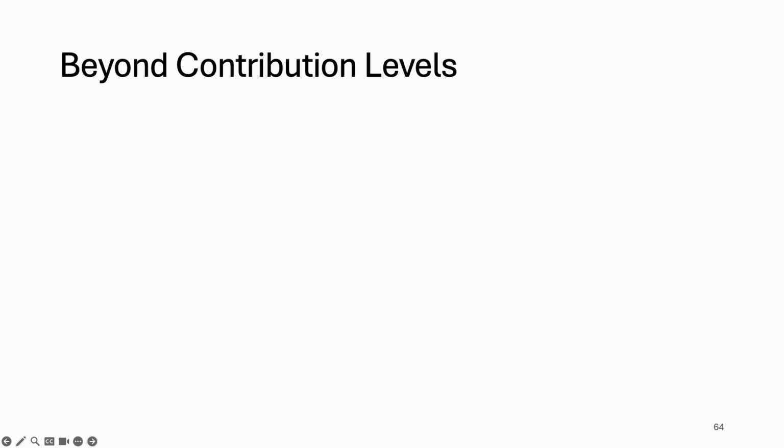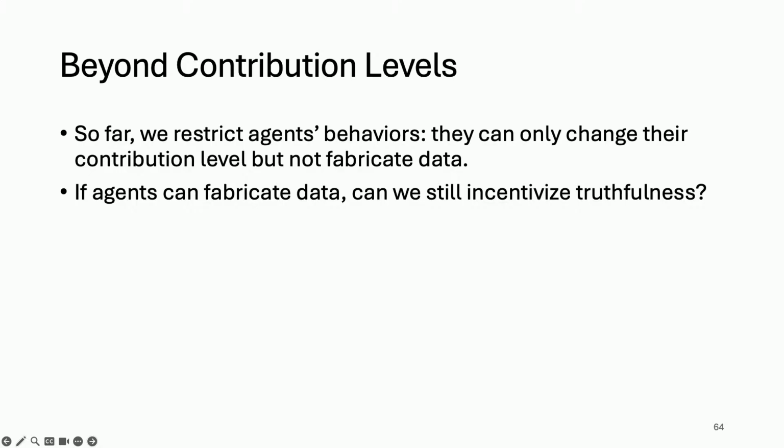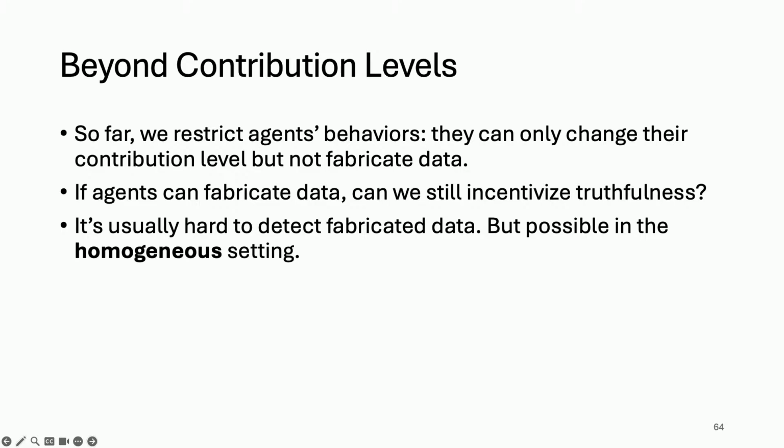Okay, so I think now we should get to the third part. Any questions for the second part? Okay, good. So now both works only consider the contribution levels. And what about beyond the contribution levels? That is, what if they can fabricate data? We have the question: if the agent can fabricate data, can we still incentivize truthfulness? Can we still have them report their data truthfully?